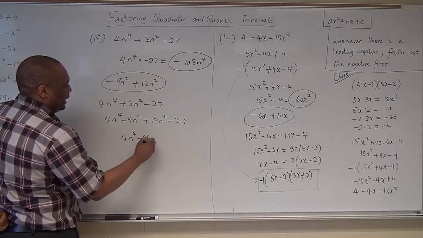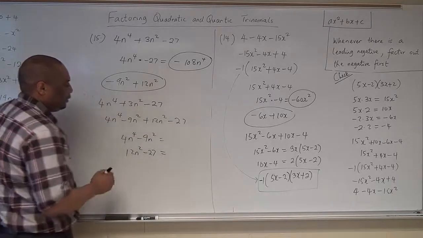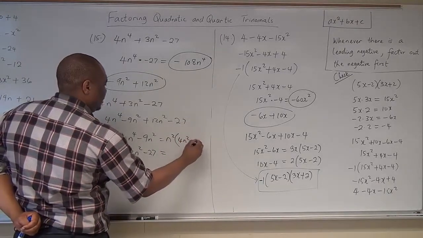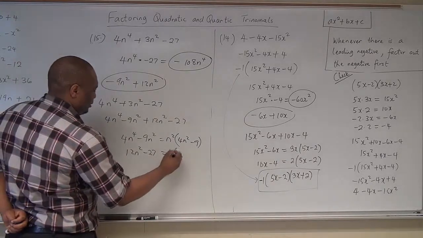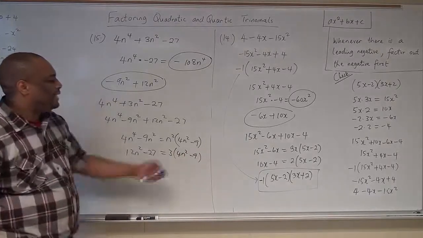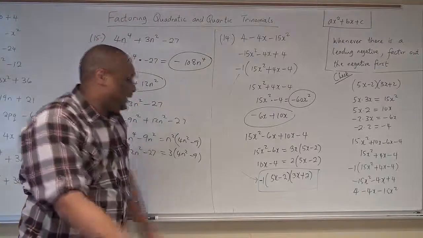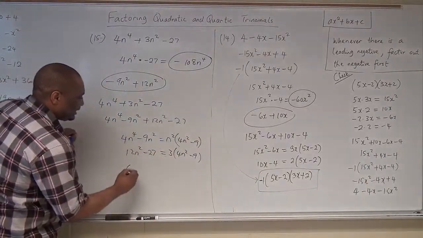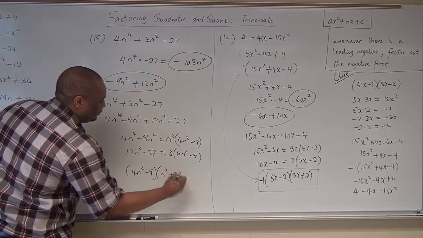4n^4 minus 9n^2, 12n^2 minus 27. What is common here is n squared. So we have 4n squared minus 9. What is common here? We have a 3 and we have a 4n squared minus 9. Whenever you see that this is equal to this, you can jump up and touch the ceiling. This is now 4n squared minus 9 and then n squared plus 3.